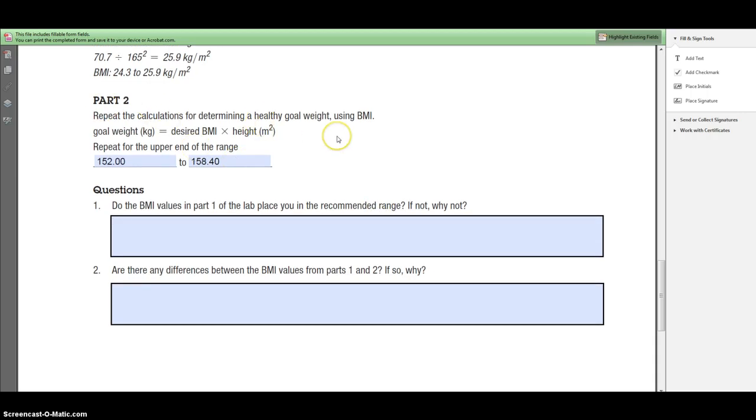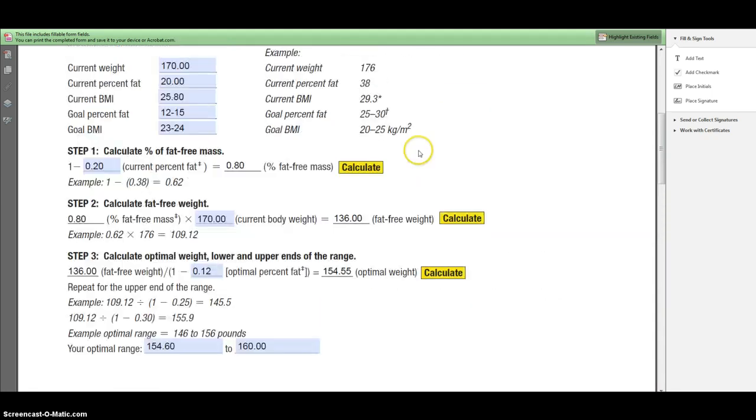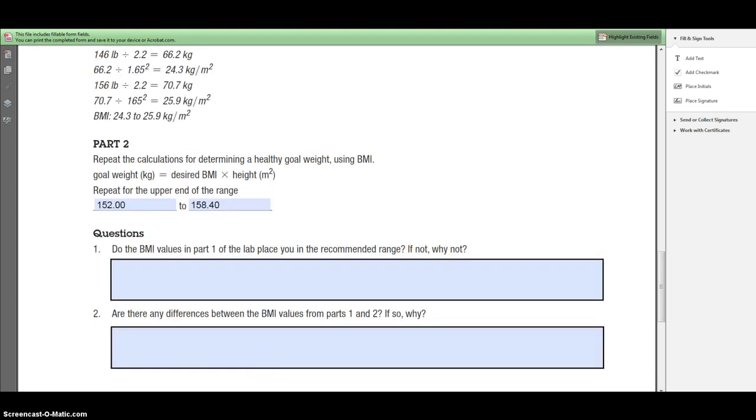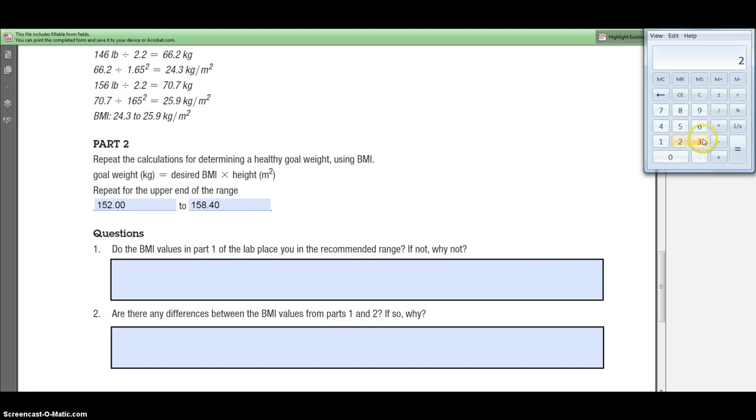So let's go ahead and calculate part 2 here, finding my desired goal weight just using BMI. So right up towards the top, remember I chose 23 to 24 range. I'm going to come back to this number, and this one is fairly simple. If I take my 23 goal BMI, here's my desired BMI, and I take that times my height in meters squared. Again, I know that's 3. That's going to be 69 kilograms.